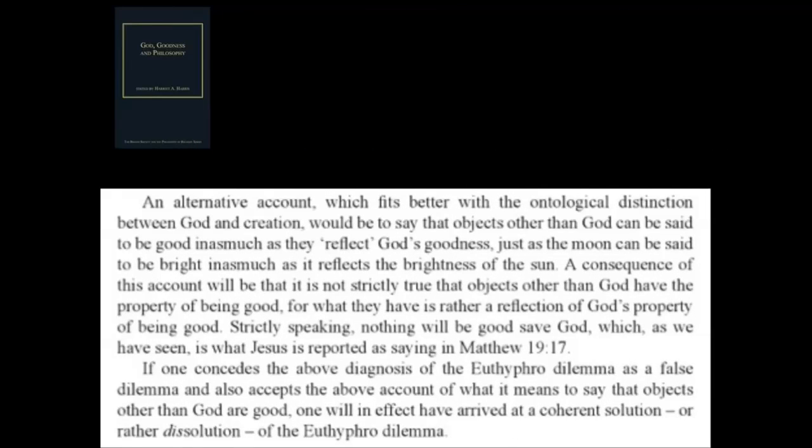An alternative account, which fits better with the ontological distinction between God and creation, would be to say that objects other than God can be said to be good inasmuch as they reflect God's goodness, just as the moon can be said to be bright inasmuch as it reflects the brightness of the sun. A consequence of this account will be that it's not strictly true that objects other than God have the property of being good, for what they have is rather a reflection of God's property of being good. Strictly speaking, nothing will be good save God, which, as we have seen, is what Jesus is reported as saying in Matthew 19, verse 17.